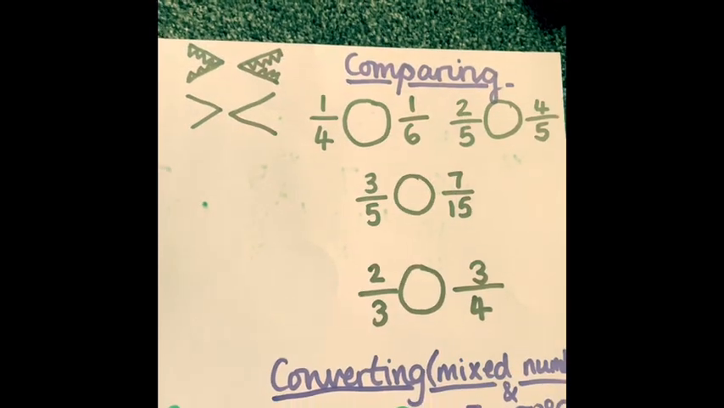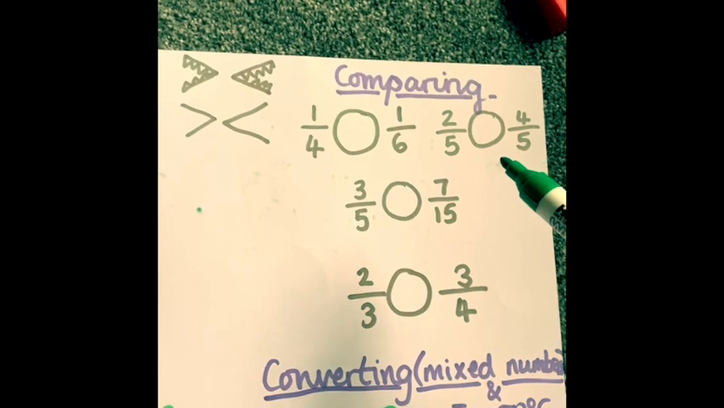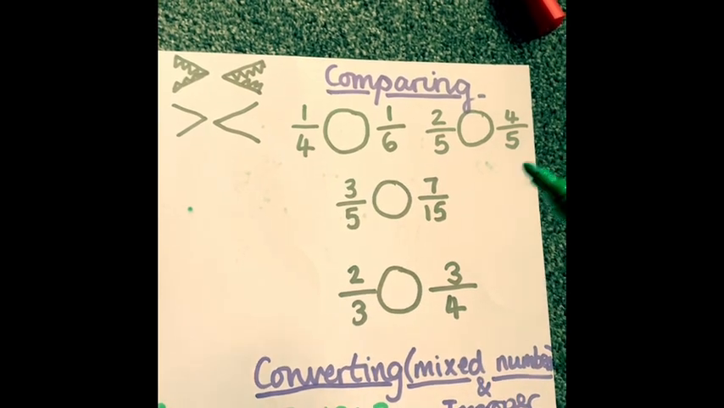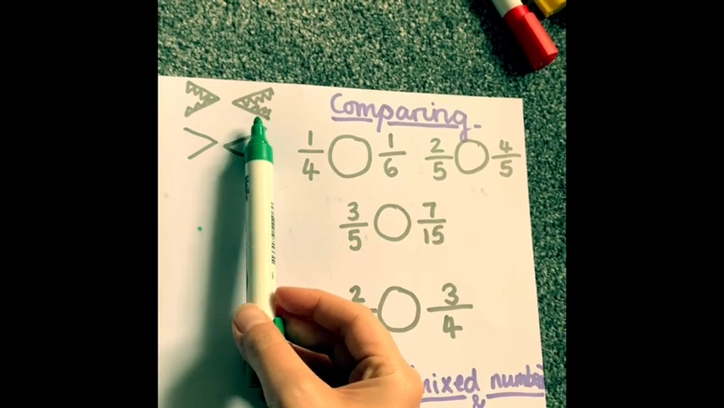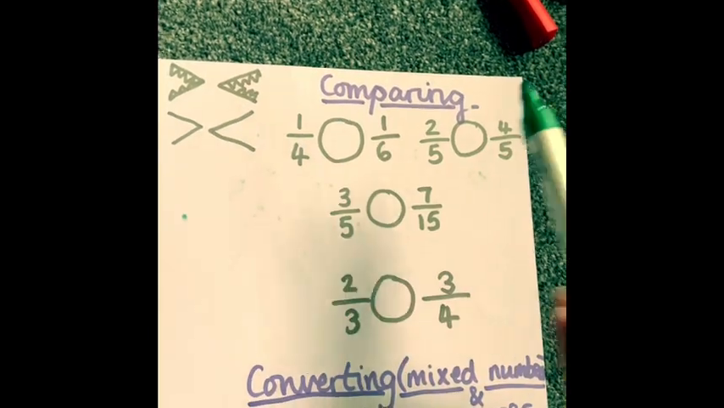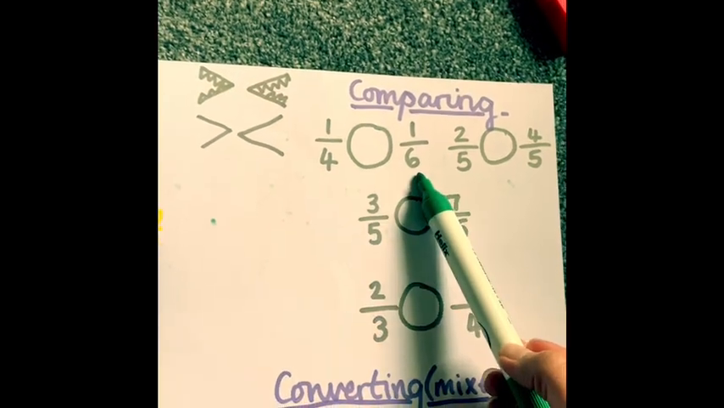Right, so really quickly then, comparing fractions. We have to use the signs greater than or less than. I always think of them like crocodile mouths, and the crocodile eats the bigger one. So we have a quarter and we have a 6.